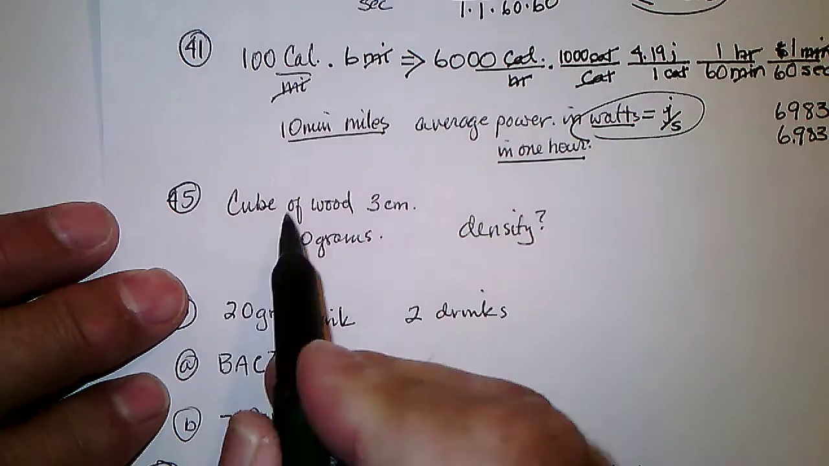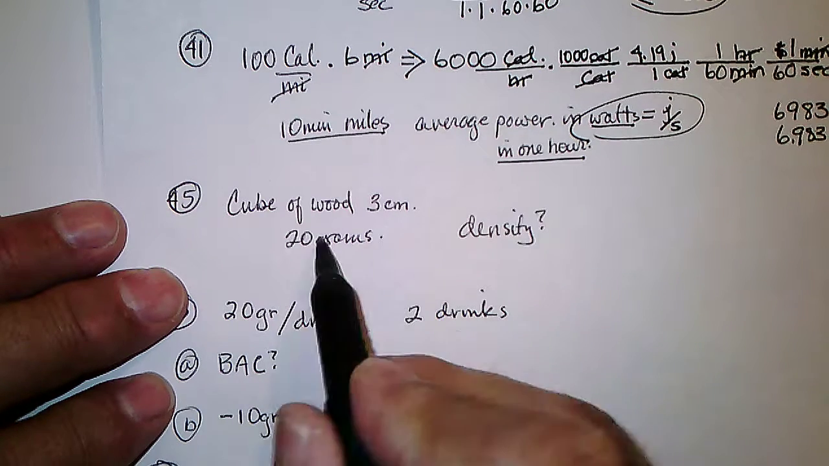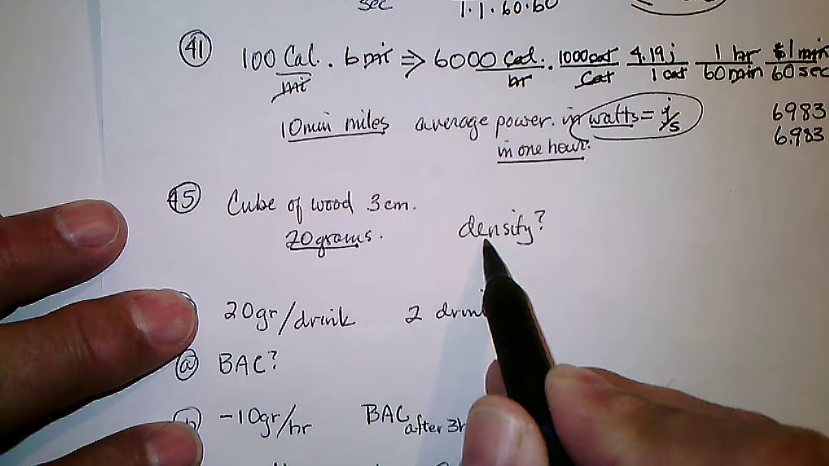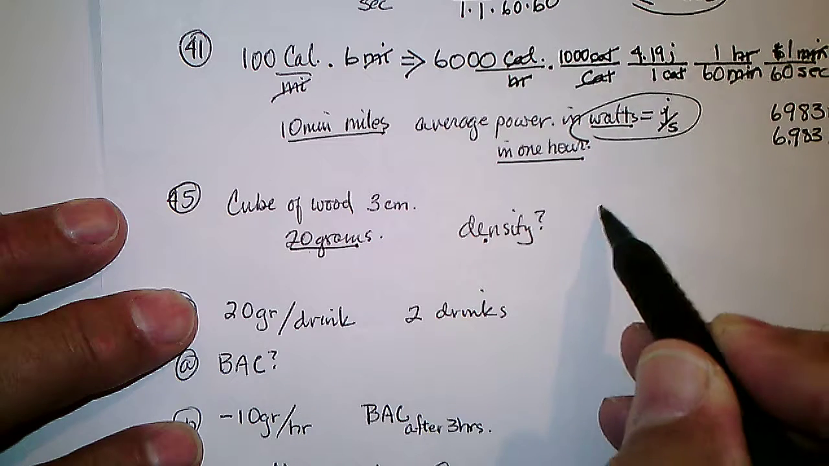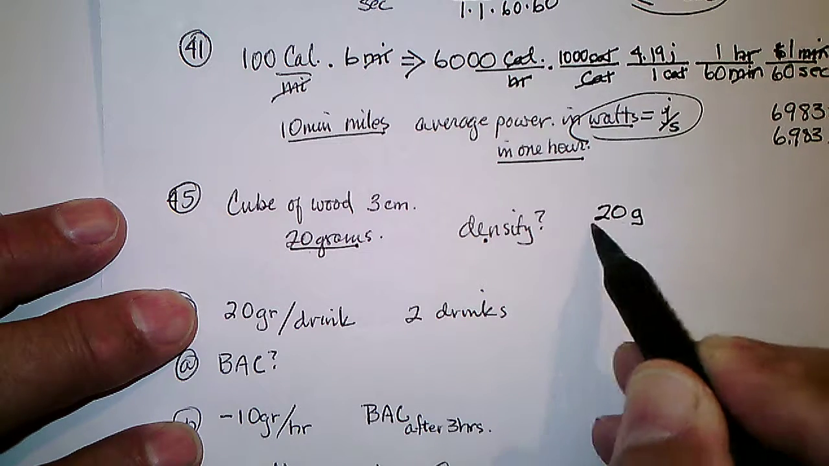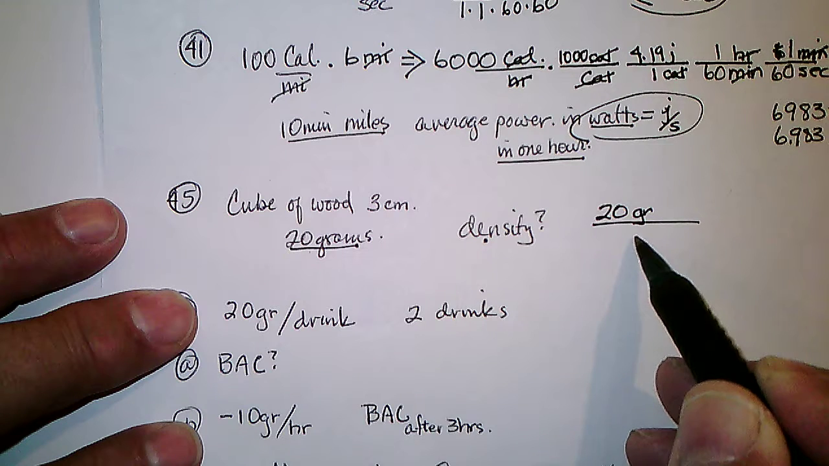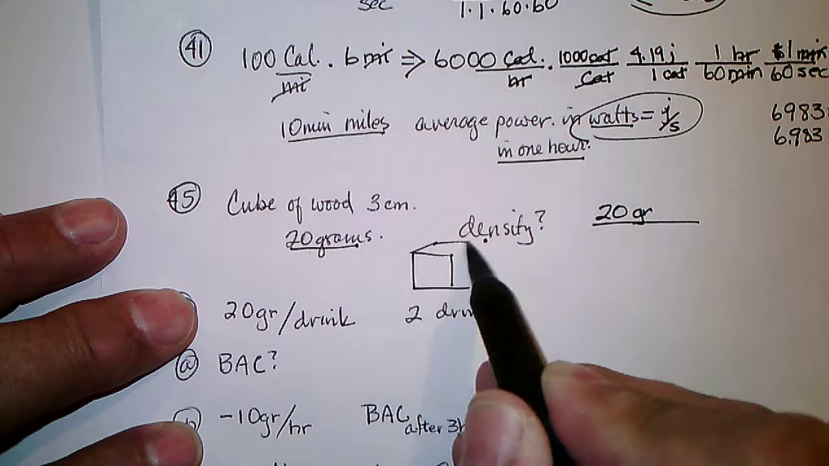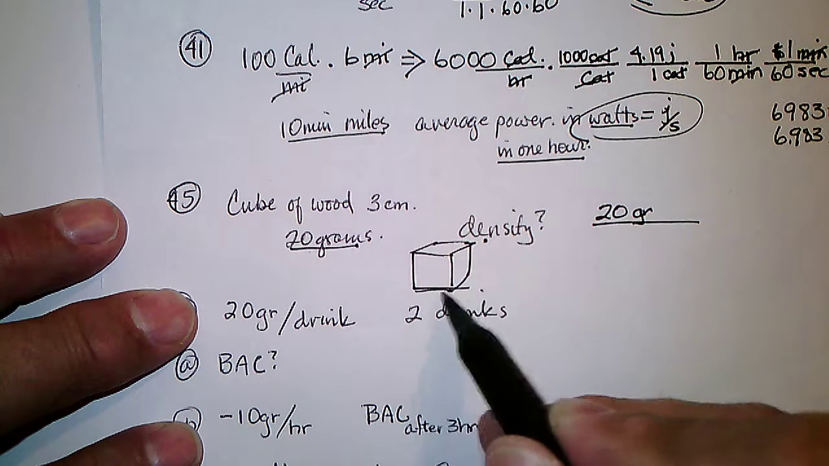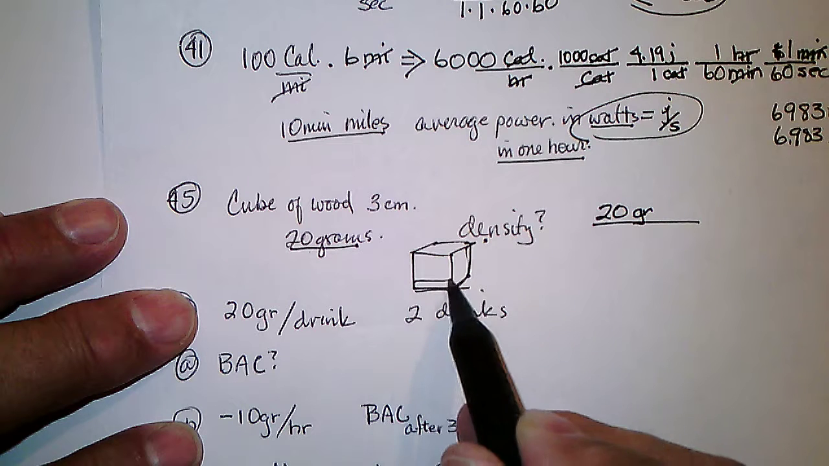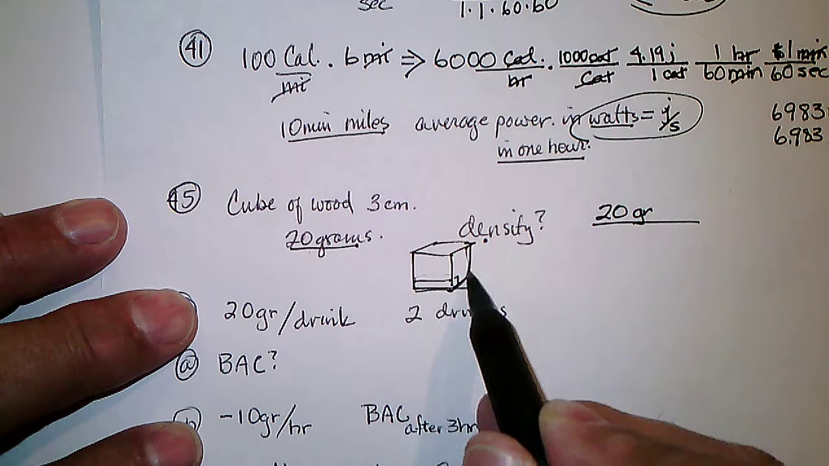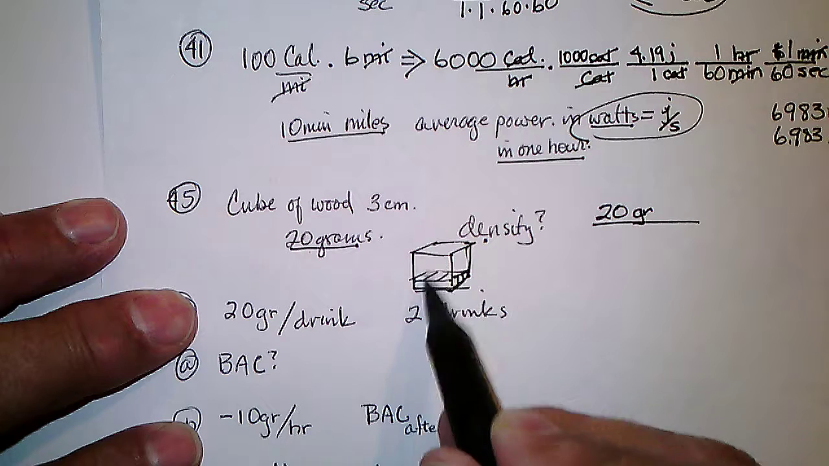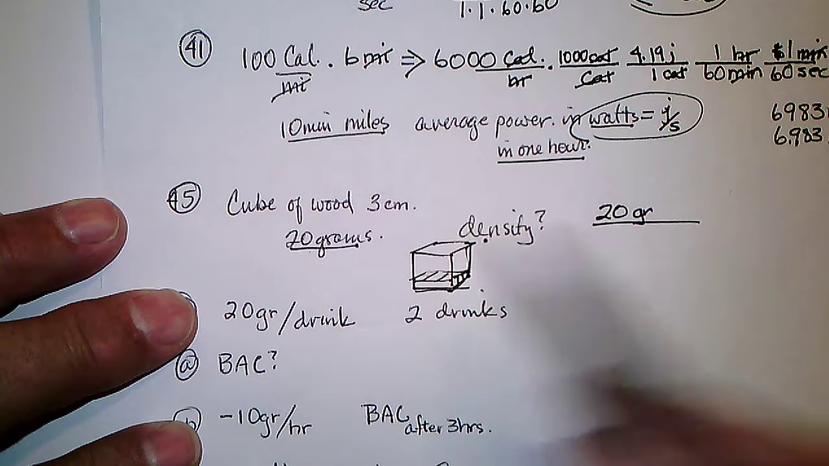45. A cube of wood is 3 centimeters by 3 centimeters by 3 centimeters and weighs 20 grams. So its density is what they want. Well, that's how many grams, which is 20 per cubic centimeter. Well, if it's 3 by 3 by 3, there'll be 3 across, 3 rows of them, so there's 9 on the bottom, and times 3 rows of 9, so there's 27 cubic centimeters.